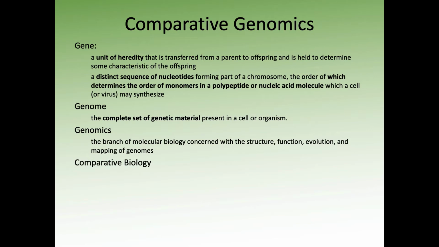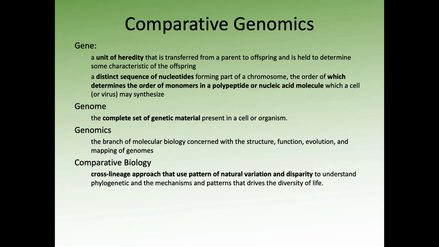We think about a very traditional field of biology, this idea of comparative biology. Comparative biology has been around for as long as biology has been around. And basically the idea is that we use a cross-lineage approach, a way to compare different organisms from different lineages. And we look at patterns of natural differences and similarities, so variation and disparity, right? Where do we see differences? And we use that to understand the phylogenetic relationships and the mechanisms and patterns that drive the diversity of life.